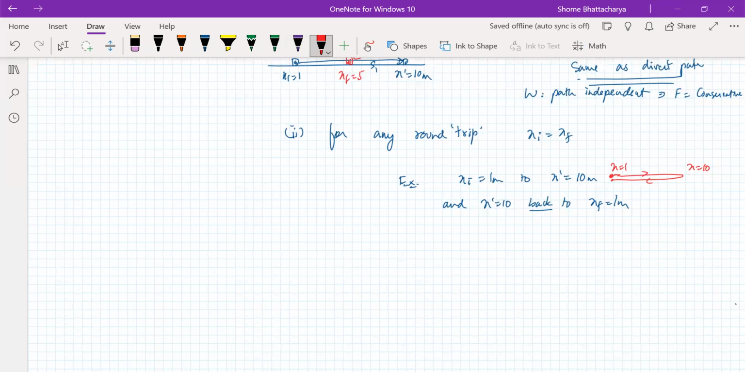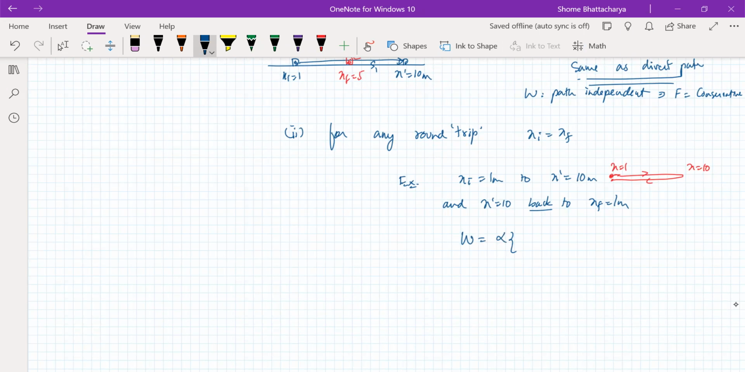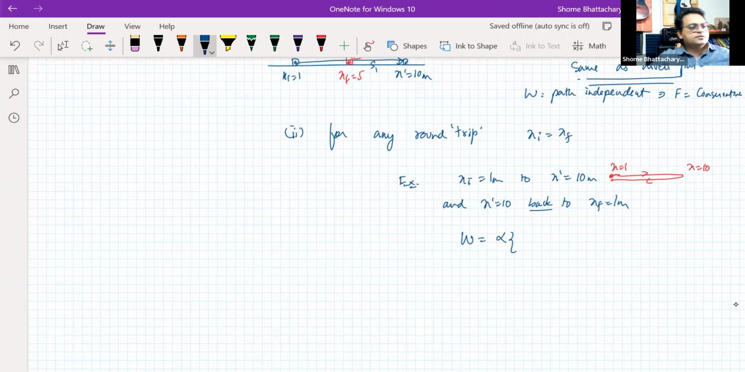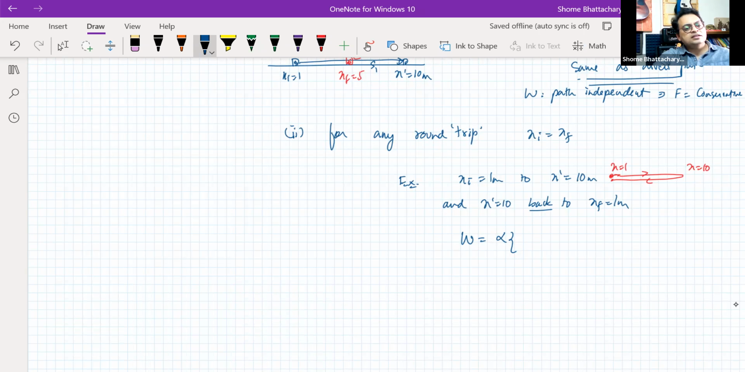Sir, if x2 would have been 10, then we would have to measure 20 meters. Where did 20 meters come from, beta? What is your x1? Sir, 1. And what is your x2? 10. 10. So where did 20 come from, beta?